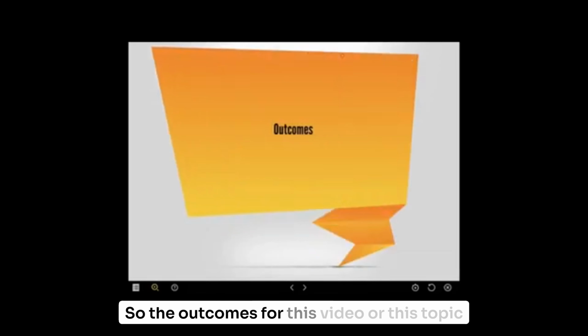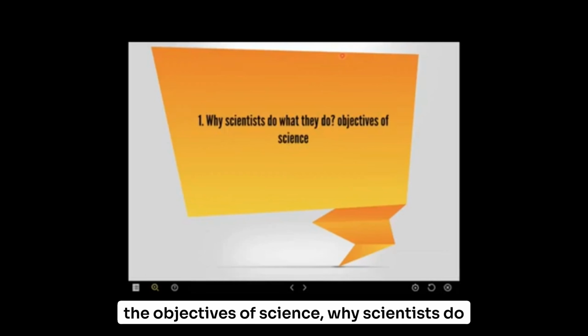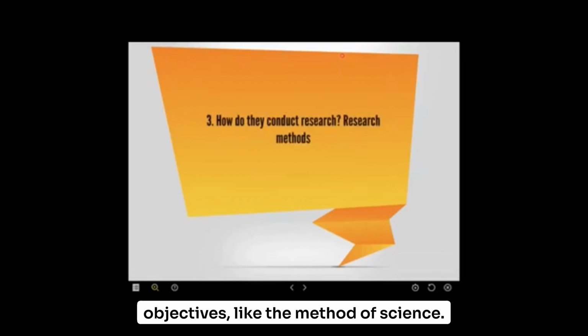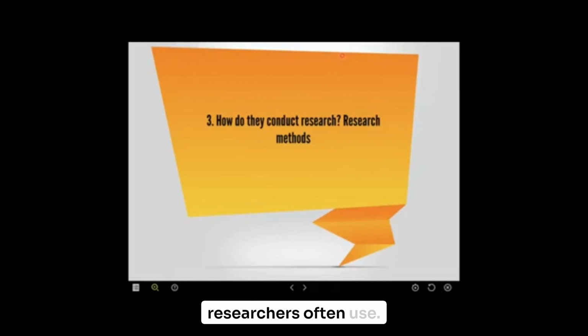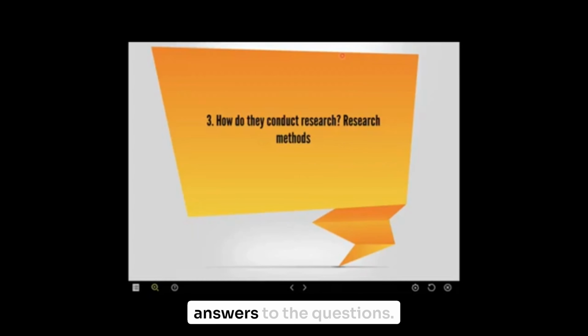So the output for this video or this topic would be to answer some questions related to the objectives of science. Right? Scientists do research. Then how they attain these objectives, the method of science. Then we'll talk about how they conduct research, which is about the actual methodology the researchers often use when doing research or when trying to find answers to the questions.